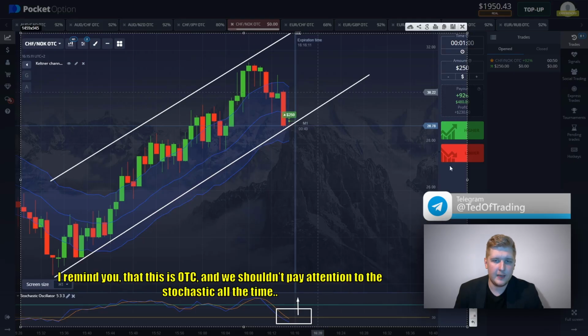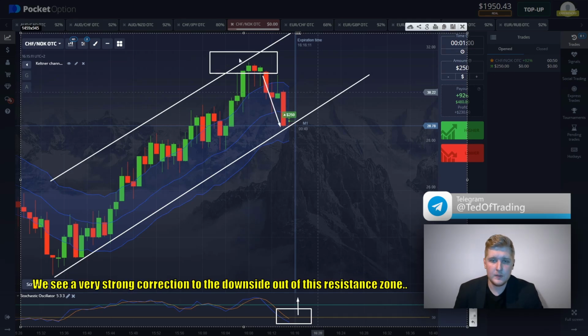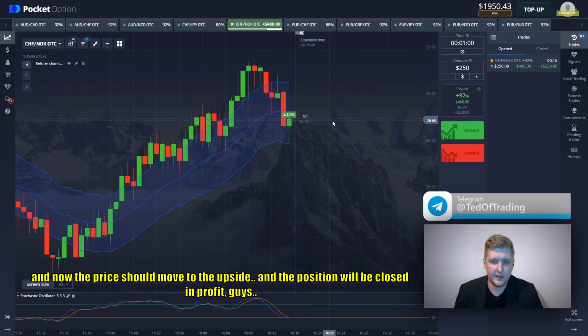I remind you that this is OTC and we shouldn't pay attention to the stochastic all the time. Moreover, we should play ahead of the market. OTC is really good for this. We see a very strong correction to the downside of this resistance zone, and now the price should move to the upside and the position will be closed in profit, guys.